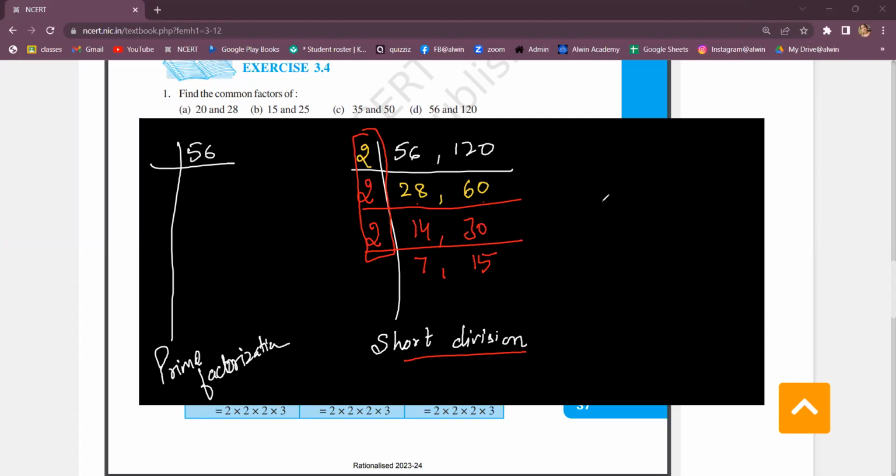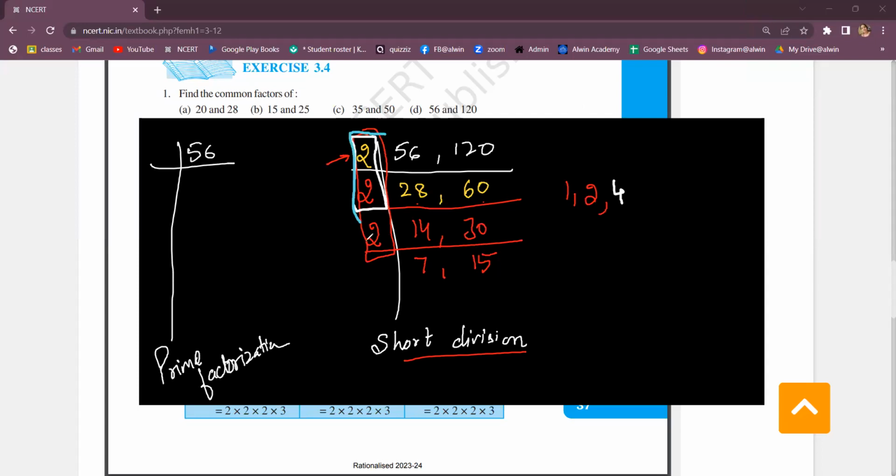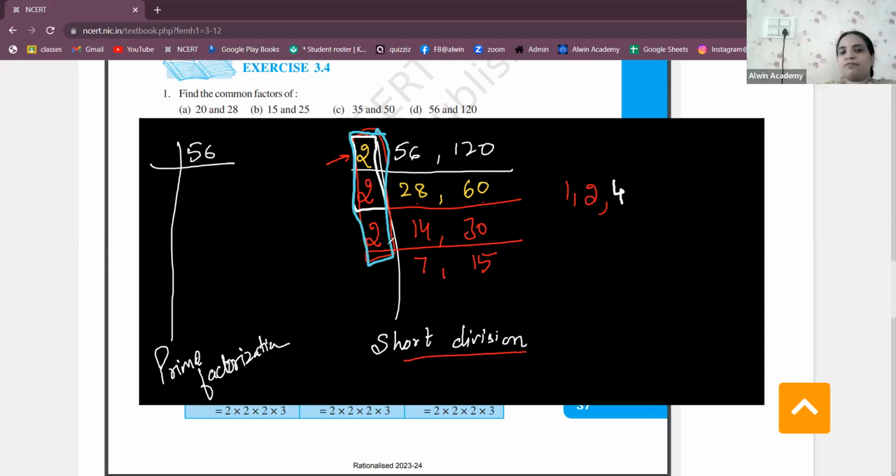Pata hai how do you find it? That is 1 you write because 1 is common in all the numbers. Then 2 you write. Then 2 2s are 4 you write. Dekho dhyan se, look at screen everyone. Then you start making combinations. 2 2s are 4. Then make a pair like this, no, a triplet like this. 2 2s are 4, 4 2s are 8. So 1, 2, 4 and 8, they are common factors of 56 and 120.